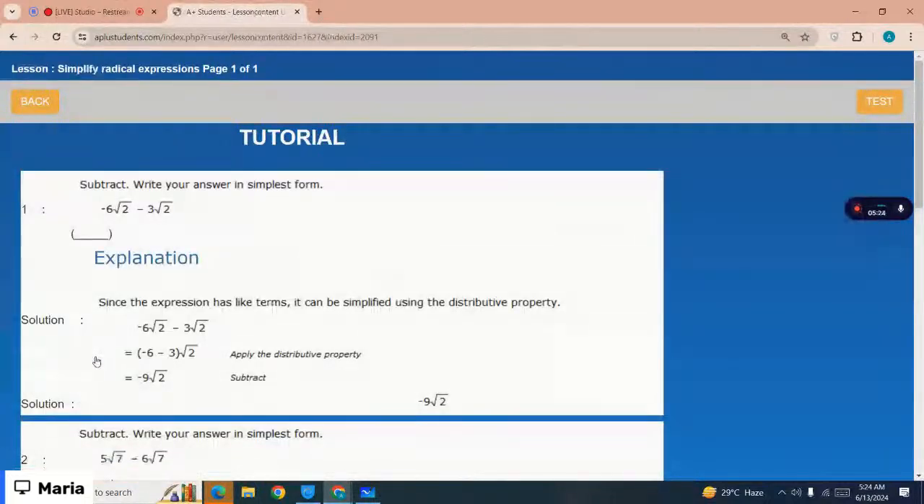Subtract negative 6 square root 2 minus 3 square root 2. So you can solve them like we do the like terms, right? They have the same radical. So you can collect them, right? Negative 6 and negative 3 makes negative 9. So the correct option is negative 9 square root 2.